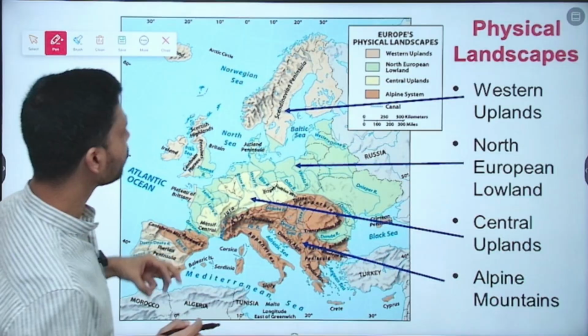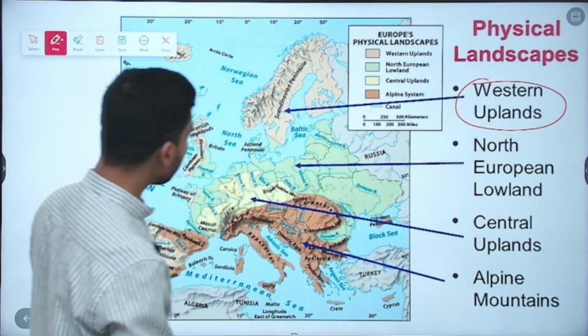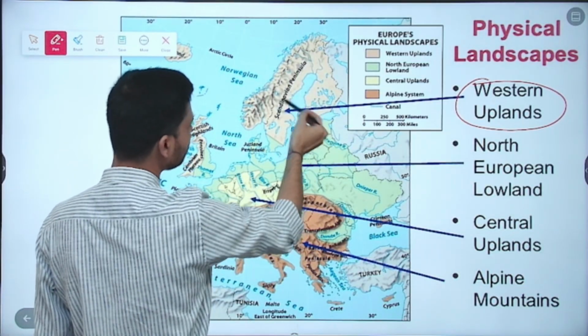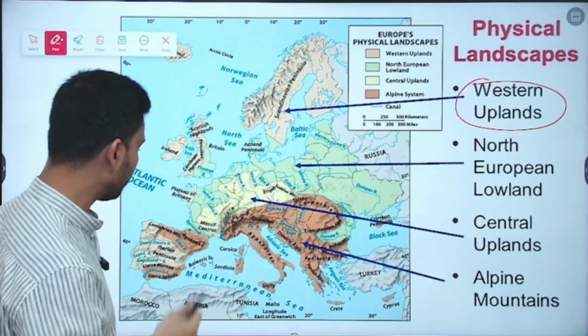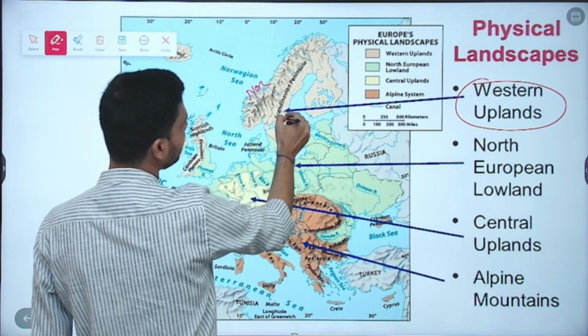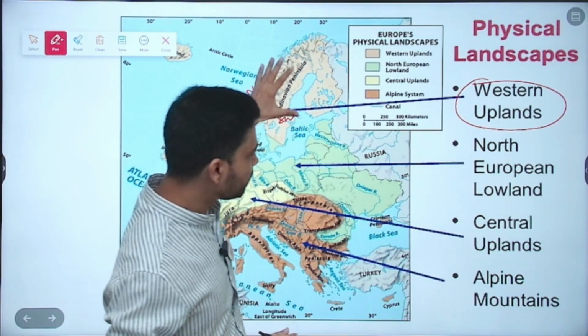So first of all, if you look here, the first part is called the Western Upland. Western Upland refers to the region that consists of the Scandinavian Peninsula, we can say. So this entire region, this country you have here, is Norway. Then we have, on this side, Sweden as such. So this makes up the Western Upland.